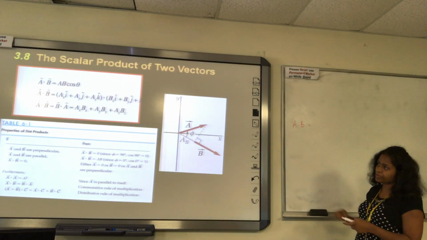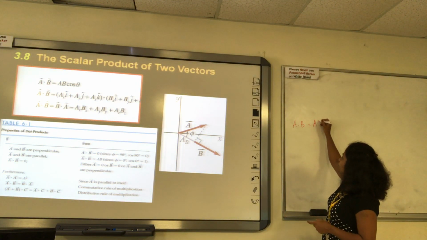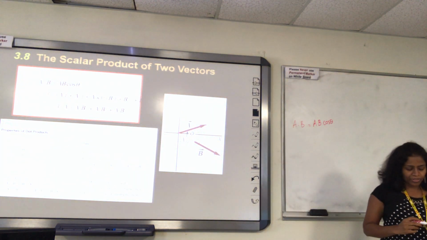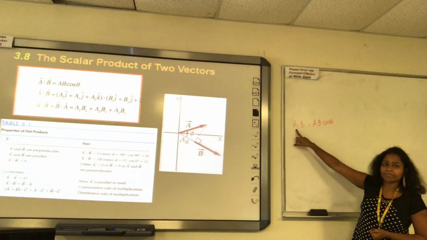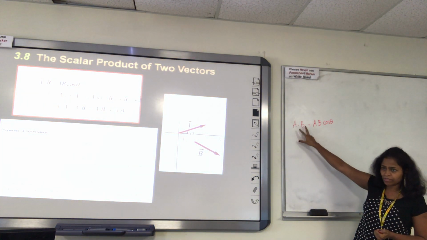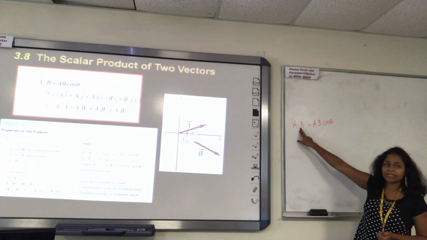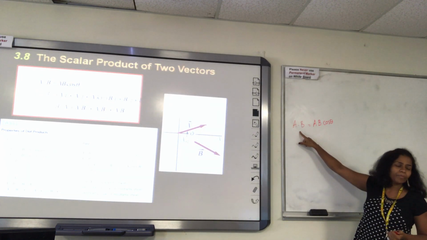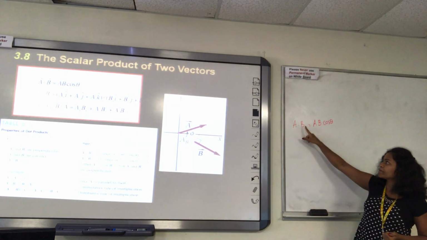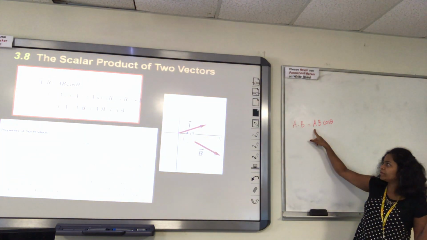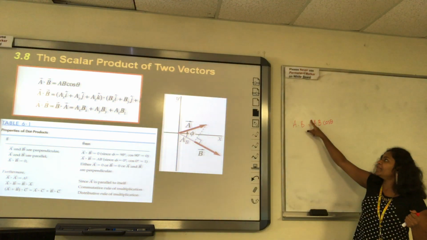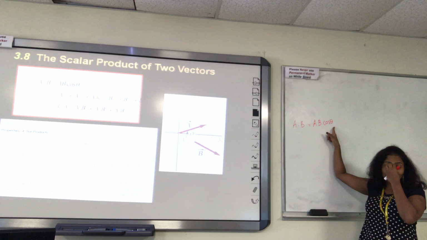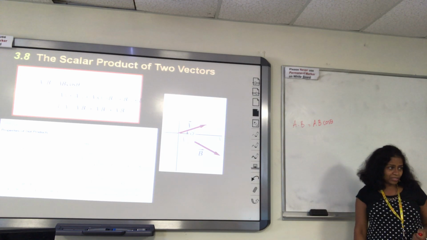And how do we do that? This is defined as a b cosine theta. a is nothing but a vector, b is nothing but a vector. So if you do the dot product of these two vectors, it will be given by the magnitude of a, the magnitude of b, and the cosine of the angle between those two.